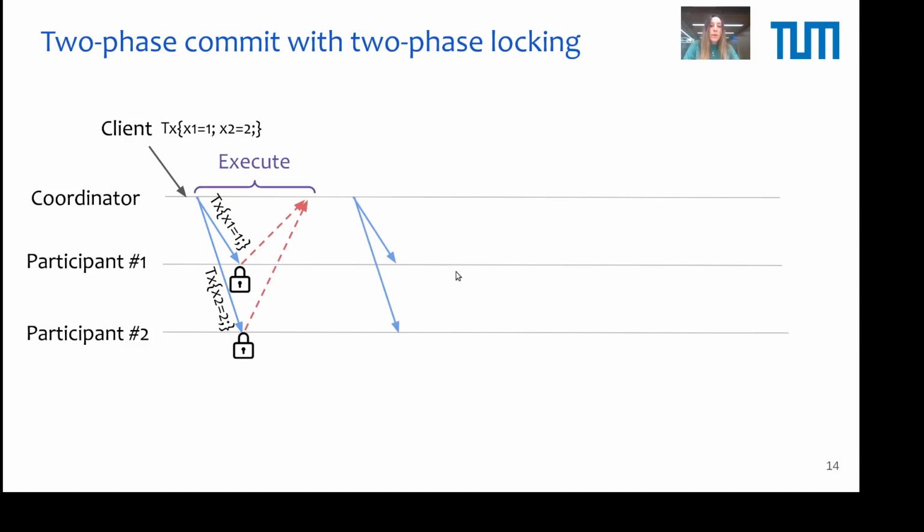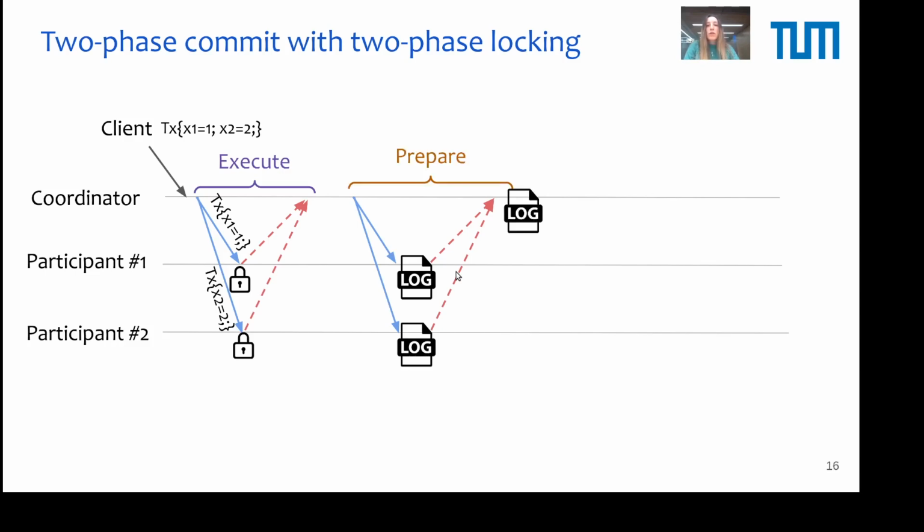After the successful execution of the transaction, the coordinator needs to prepare the transaction. So it sends a prepare message to all involved participants, which mainly asks them if they can commit or abort. The participants log their vote to a log and reply back to the coordinator. Similarly, the coordinator logs the decision of the prepare phase, and then it proceeds to the commit phase or the abort phase, which is executed in a similar way.